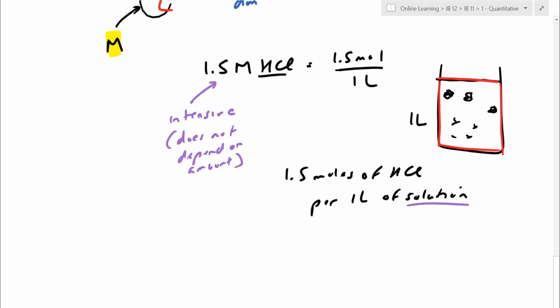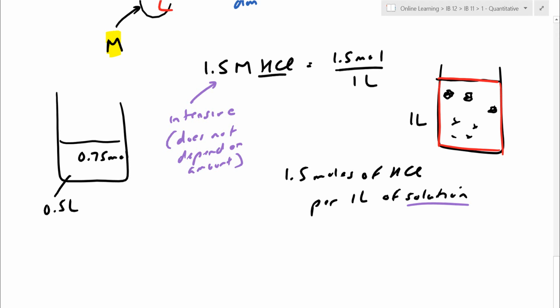I mentioned it was intensive. What if sitting in front of me, like our simulation, we only had a half liter? Well, how many moles would I expect in there? Not 1.5 moles. If I have half the volume, I would have half the number of moles, 0.75 moles. Less solution means less chemical inside. But if I divide 0.75 by 0.5, I'm still going to end up with the same concentration of 1.5 molar.